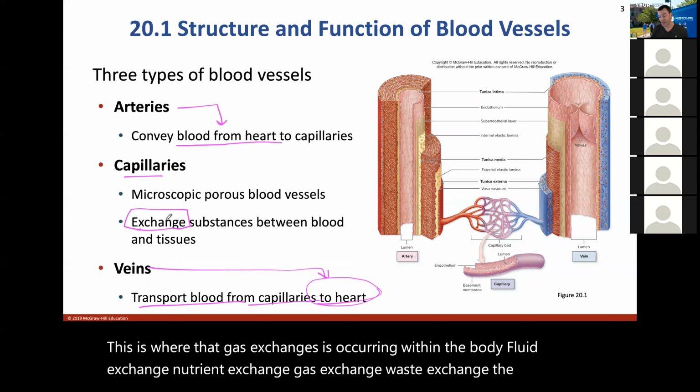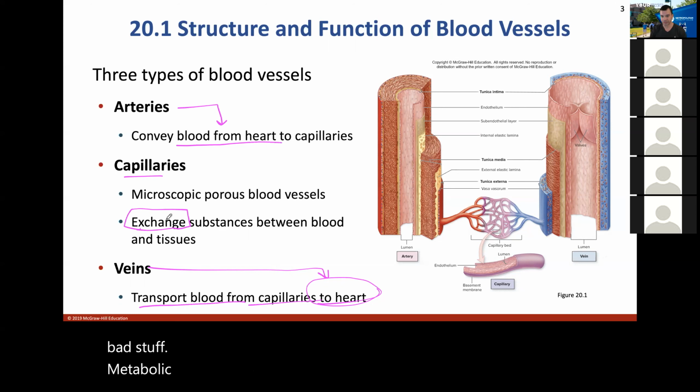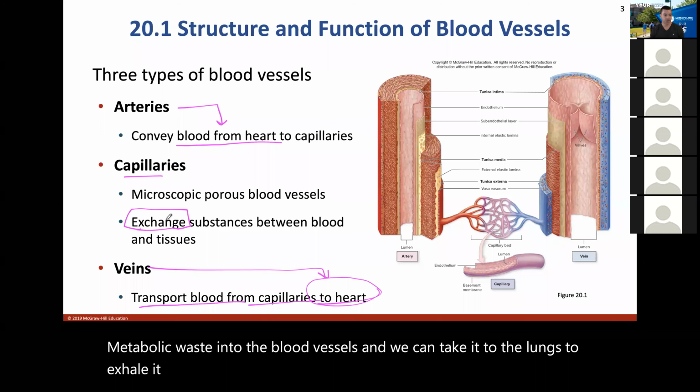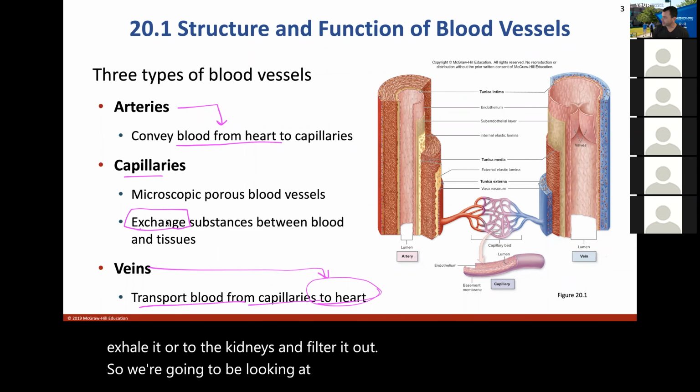That's how we get the good stuff out and the bad stuff, metabolic waste, into the blood vessels. And we can take it to the lungs to exhale it, or to the kidneys to filter it out. So we're going to be looking at those processes today. We're going to look at blood pressure and how that's regulated.